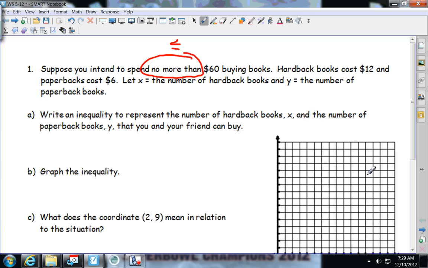Hardback costs $12 and paperback costs $6. Let X equal the number of hardback books and Y equal the number of paperback books. Write an inequality to represent the number of hardback books and the number of paperback books that you and your friend can buy. First off, it says hardback are $12. Well, X is the hardback, that's $12, and Y is the paperback, which is 6. So I have 12X plus 6Y, no more than, less than or equal to 60. We should be able to write that inequality.